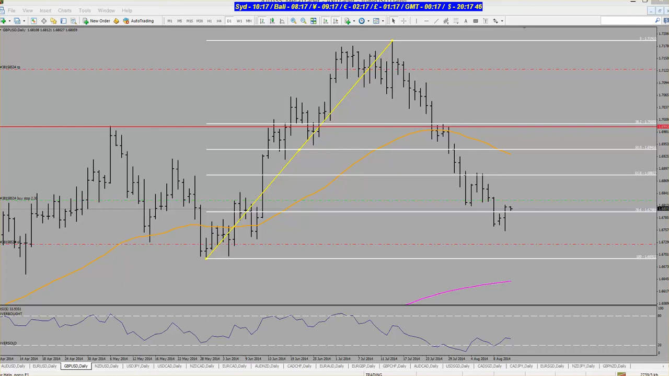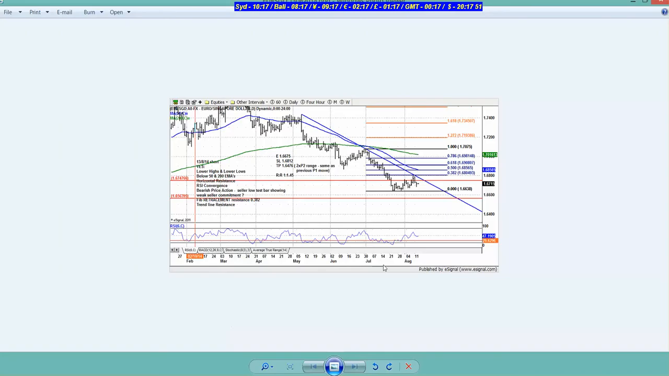Okay. Euro pound, Euro Sing. Euro Sing first. Looking to go short on the 13th, which is today. Lower highs and lower lows. Trend line resistance. Yes, that's good. Fib retracement to the 382. Yes. Seller low test bar showing weaker seller sentiment. That's true. RSI convergence. Yes.